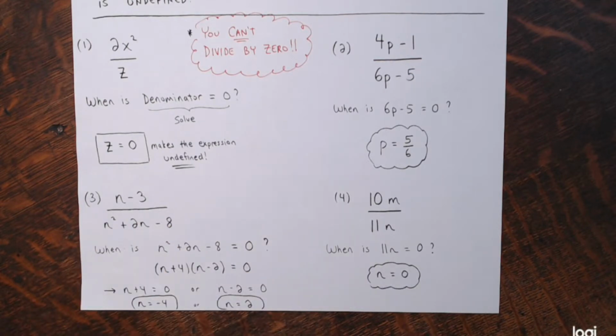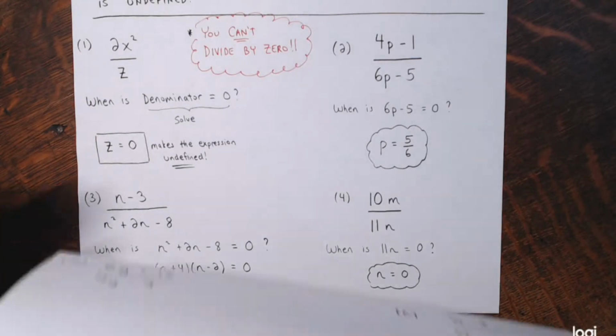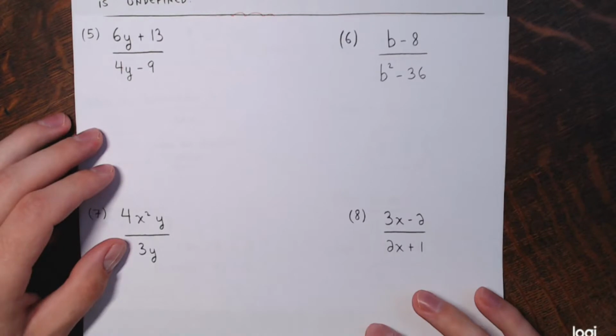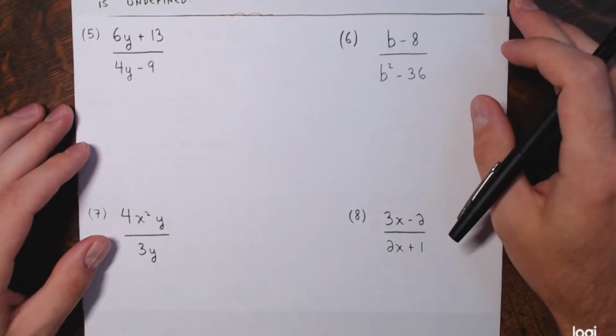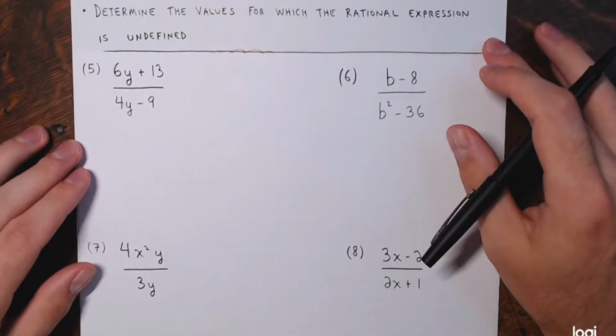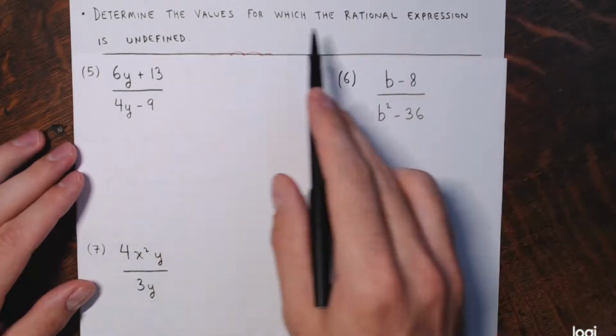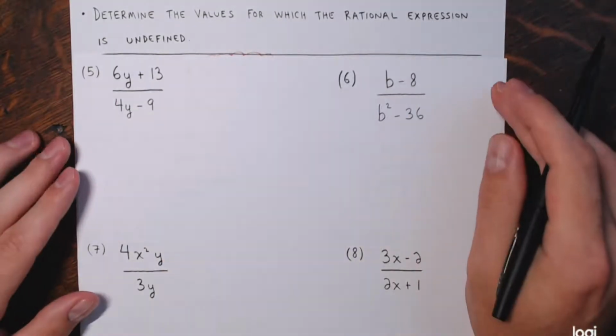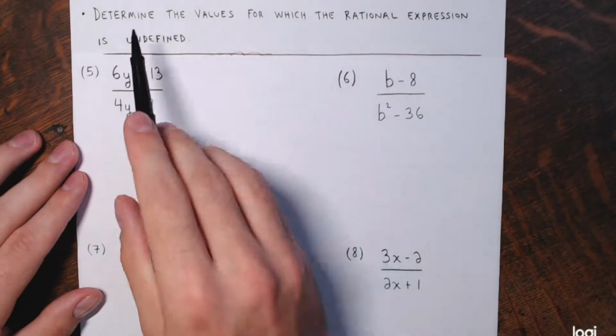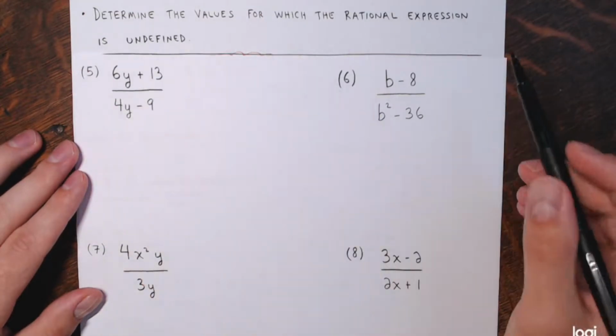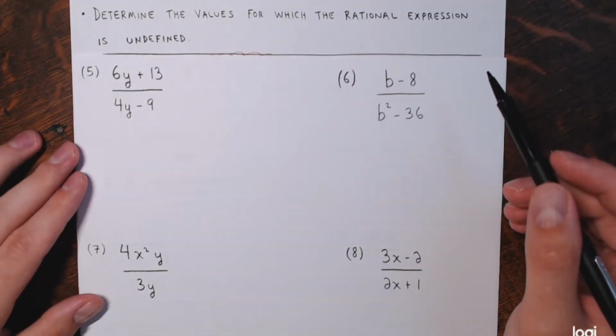Alright, simple enough there. I'm doing the same thing for all of these, just remembering that I can't divide by 0. So again, same instructions for all the exercises in this video. We're determining the values for which the fraction is undefined.